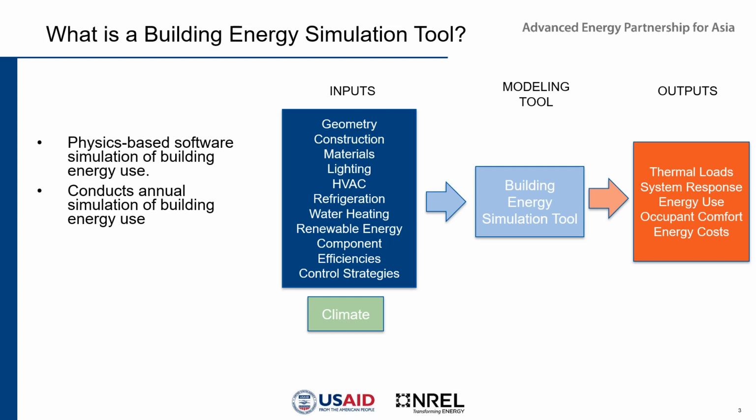It usually takes a few inputs, such as the geometry, the materials used, the construction materials, what kind of lighting, HVAC, mechanical systems are used, refrigeration tools, water heating, renewable energy components, efficiencies and control strategies all together as input. So you have to describe the building somewhat. And then it takes an input of climate, so you have to know where this building is located. Usually we do that by a description of the climate.